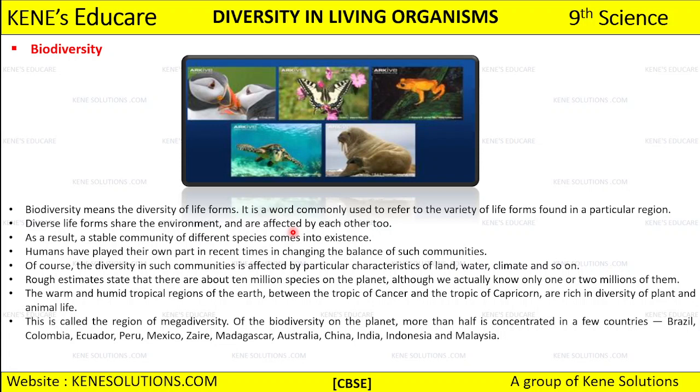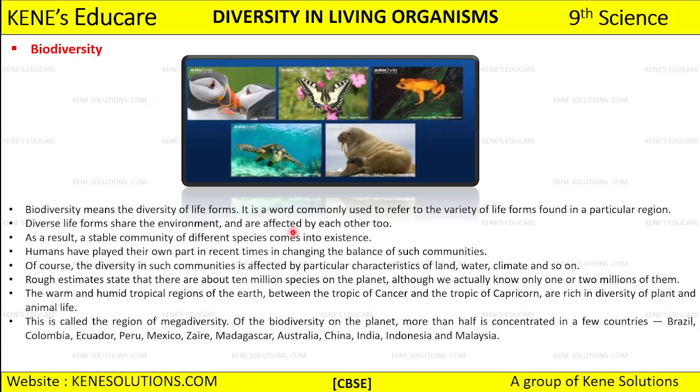And we all know that we humans play a very important role, because we are responsible for balancing the communities which are present in our environment. So if we are changing the characteristics of anything, whether it is land, water, climate, anything, what is going to happen? The communities are going to get affected altogether, right?